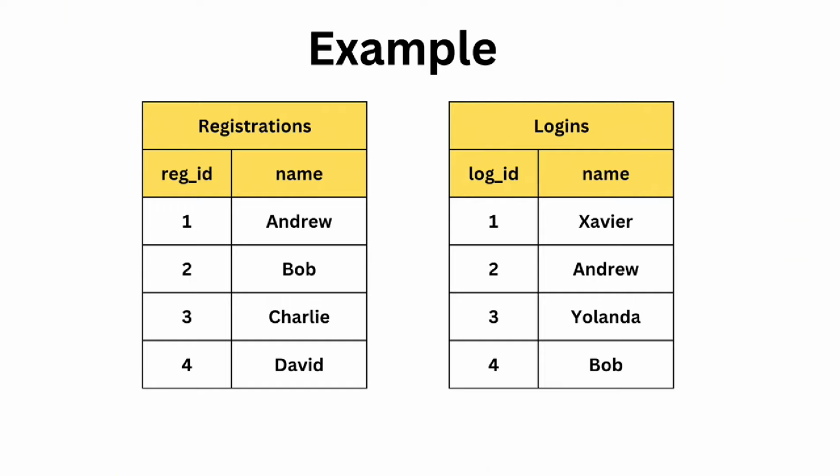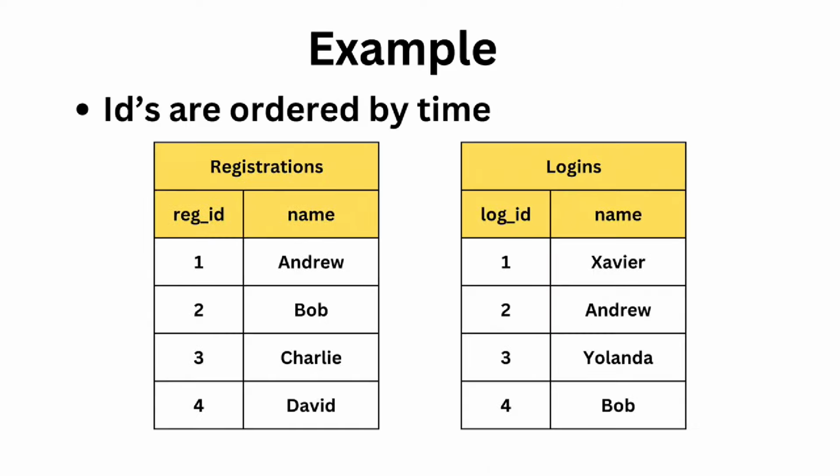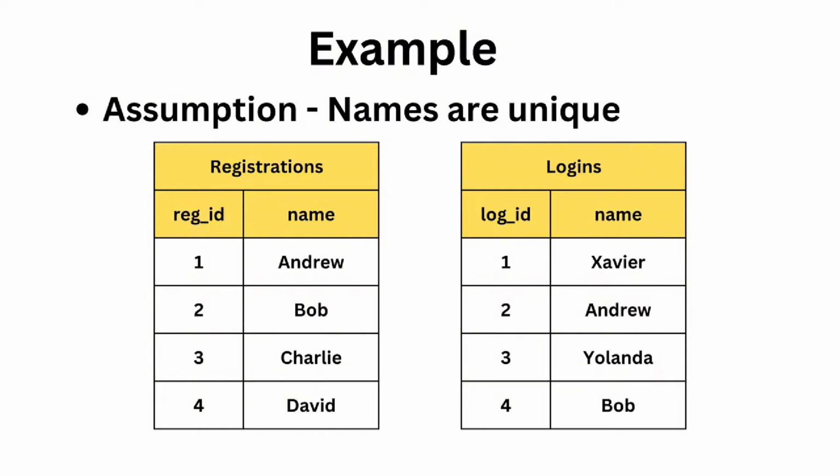So after the conference, we end up having these tables. So we have a registrations table as well as a logins table. The respective ID columns indicate what order they registered or logged in on site. So we can see the registrations column. We have Andrew who registered first, then Bob, then Charlie, then David. And then we have logins with Xavier, Andrew, Yolanda, and Bob.